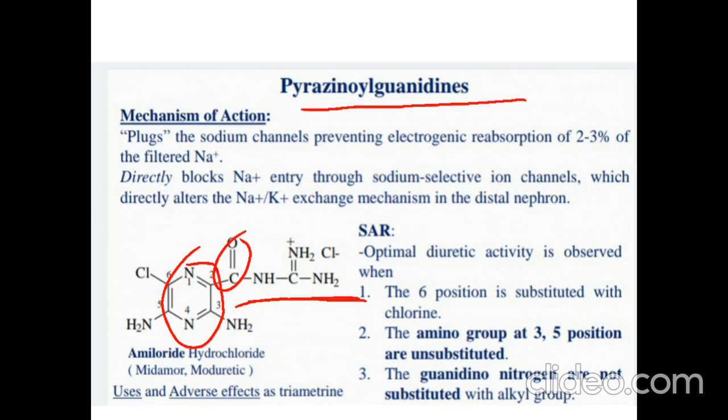SAR, similar type of SAR. At the 6th position, Cl is present, an electron withdrawing group. At the 3rd and 5th positions, amine groups are present, and they must be unsubstituted. And the guanidine nitrogens, this part and this part, are not substituted with alkyl groups. If they are substituted with alkyl groups, they will decrease the activity.